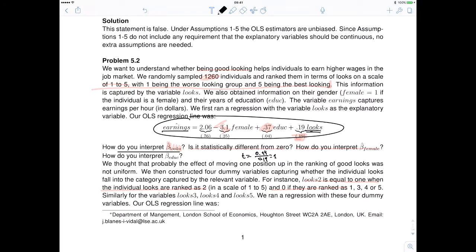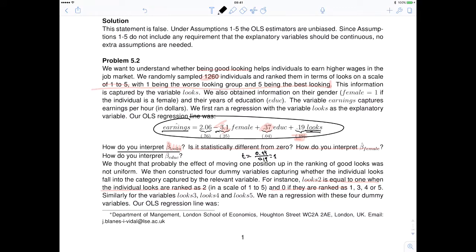Right? How do you interpret the coefficient of beta hat females? Well, first of all, we notice that it's negative, meaning being female lowers the average earnings by $3.1 per hour across all levels of educations. Okay? Female is not being interacted with education, which means that difference of minus 3.1 is the average difference between male and female of different looks and of different education.